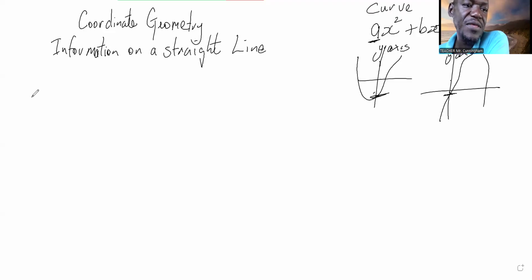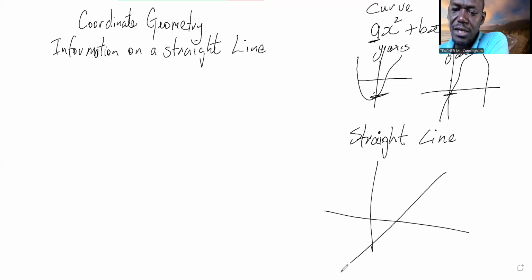Now, this was for a curve, but what about a straight line? For a straight line, where the line cuts the y-axis is still C. We're going to look at that shortly, and we're also going to look at when it cuts the x-axis. But when it cuts the y-axis, that's quite interesting.